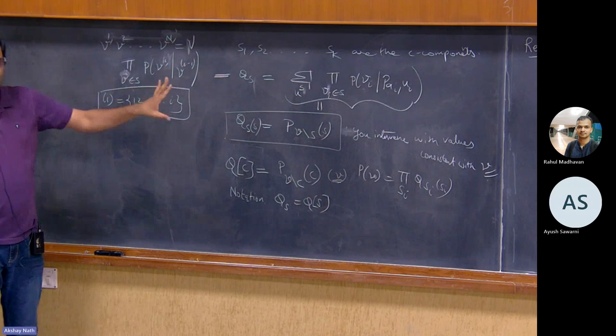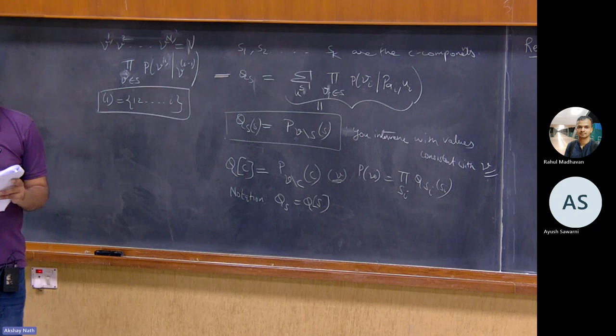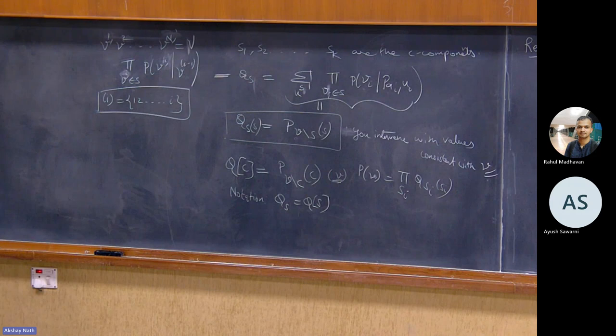Now let's go to the first identifiability result. Yes. So when you say C component, this is in the original graph, right? Yes, this is in the original graph. So far, everything is in the original graph. We will come to subgraphs.